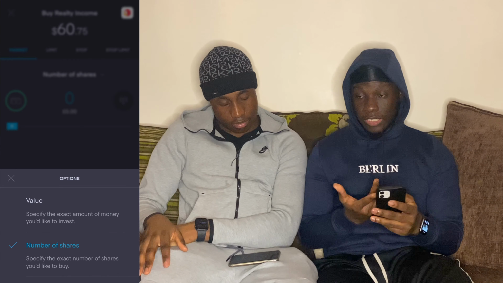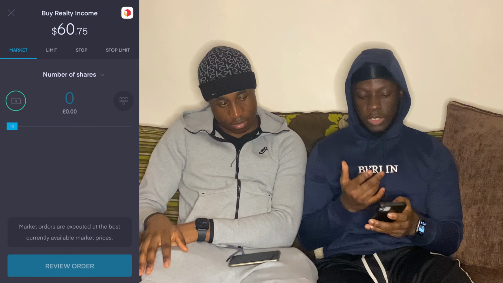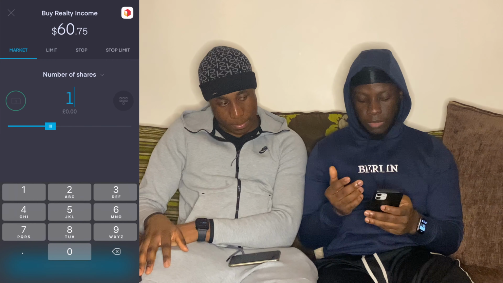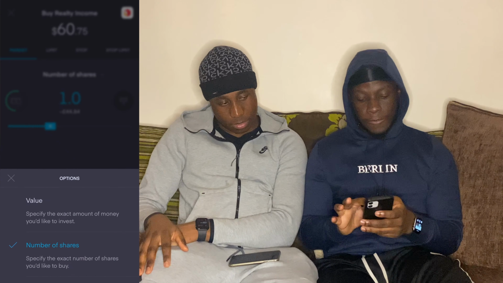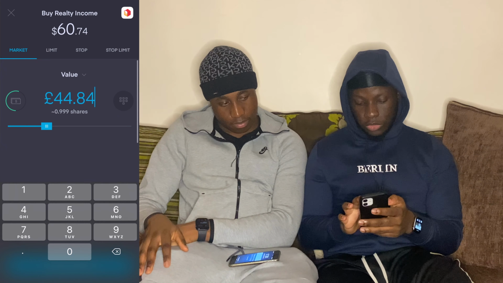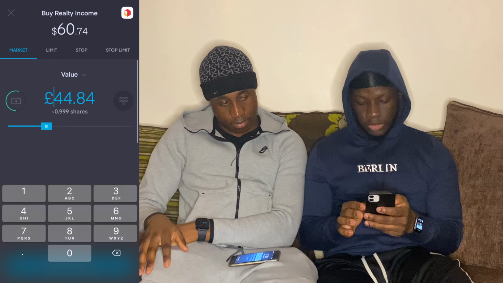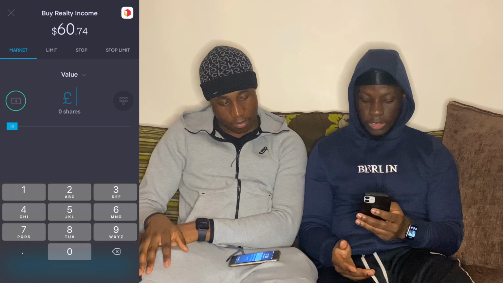There's fractional shares on this app, which is why it's very, very good. You can choose to either buy based on share straight away, which is $60 for one share, but in pounds it's going to be £44, which is better to hear, I guess. Or you can invest based on value, as in how much you want to put in. So you can choose to put in, I don't know, £10, £5, but the minimum you can put in is £1. Just always keep that in mind.